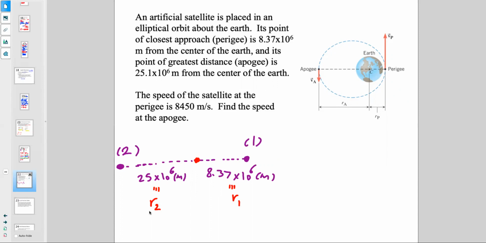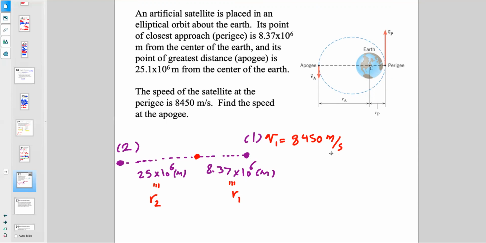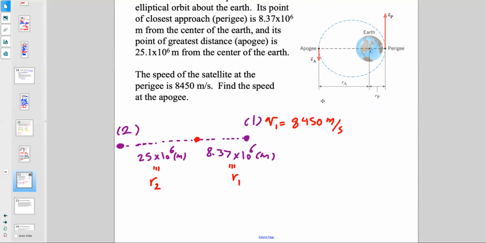Okay, the speed of a satellite at the closest approach, or perihelion in astronomy terms, is 8,450 meters per second. So at this point, the velocity V1 is 8,450 meters per second. Find the speed at the aphelion, or when it is really far away from us. So in other words, find V2.